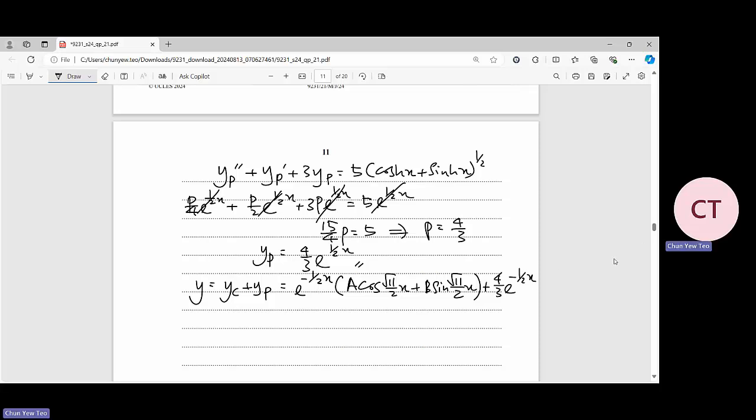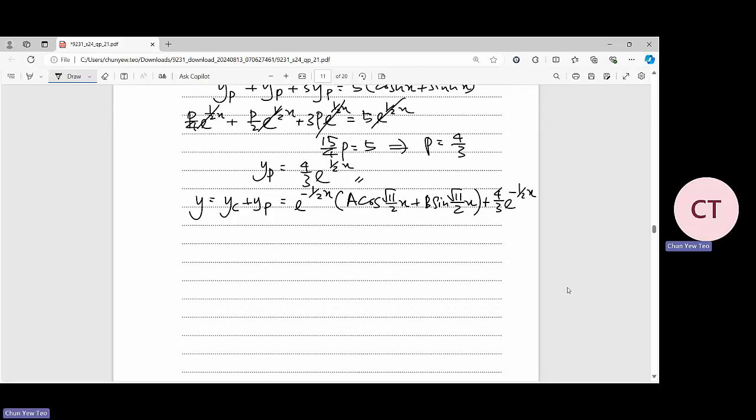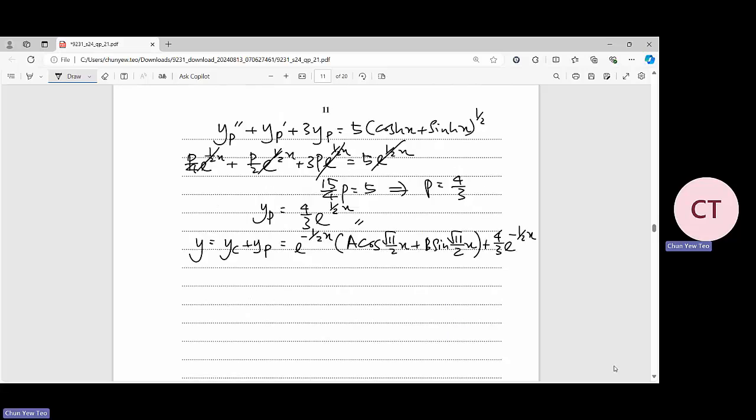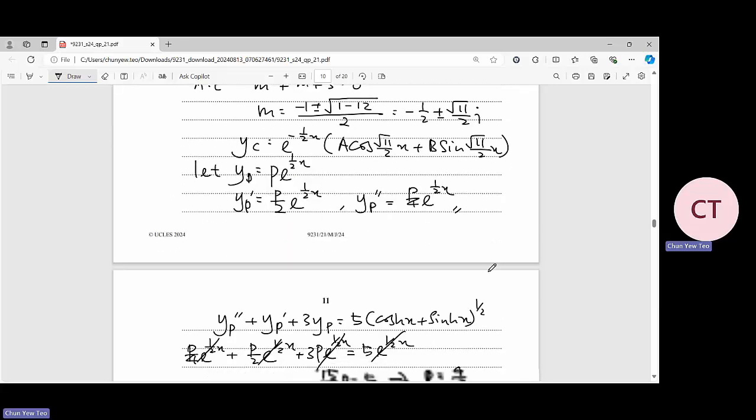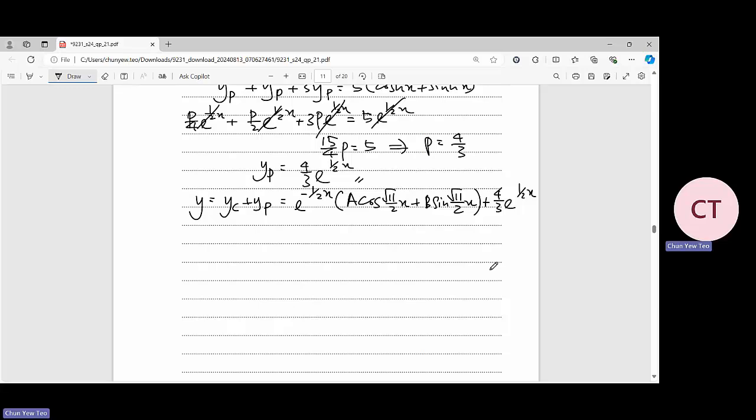Okay, so this will be the answer for the y. But this is the general solution. The question is looking for particular solutions, because they're giving you the initial value. So we just need to make use of this initial value to get the particular solution.